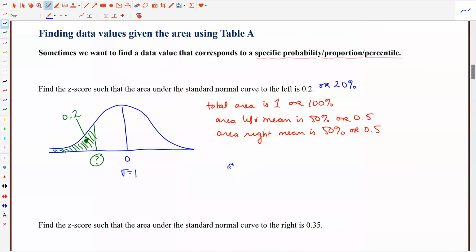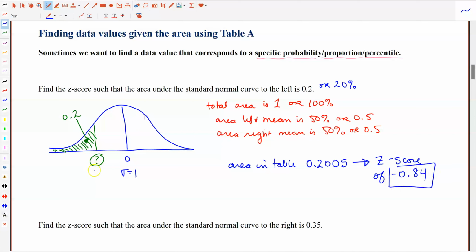So again, we found the area in the table, kind of looking in the heart of the table, was 0.2005, and it corresponded with a z-score of negative 0.84. So this is what I want. That's what I'd expect to have right here, such that the area to the left of it is 0.2.